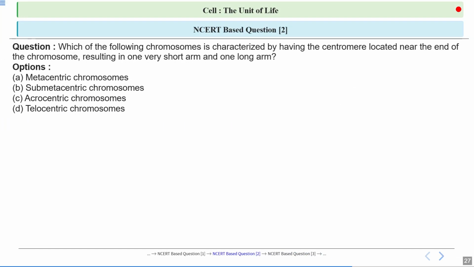Next question, which of the following chromosomes is characterized by having the centromere located near the end of the chromosome, resulting in a very short arm and a very long arm? Okay, so here the centromere is located near the end. So there is a difference. They are saying the centromere is located near the end, not at the terminal. So what would be the correct answer? Metacentric, submetacentric, acrocentric, or telocentric?